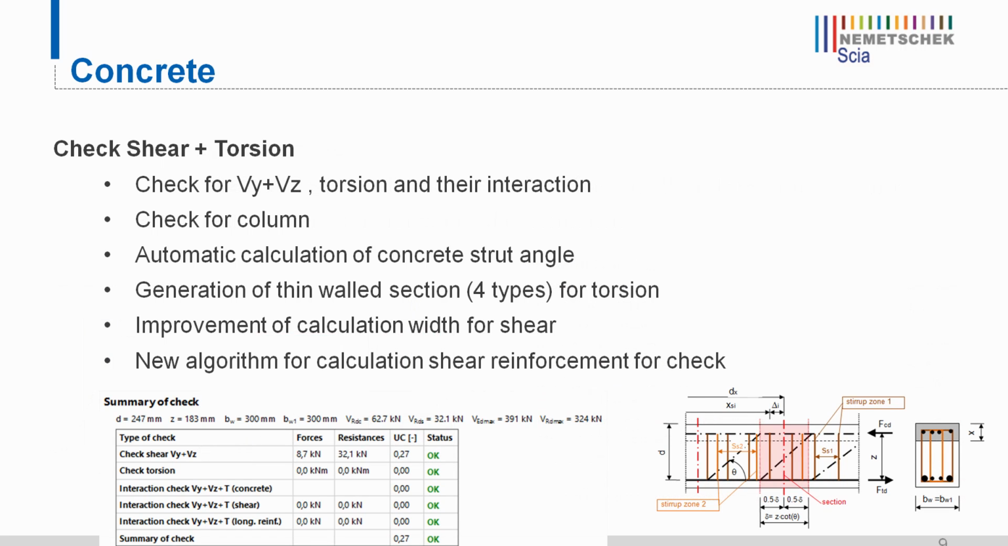The check of shear and torsion is a check of biaxial shear, torsion, and a direction of shear and torsion. The check can also be done for columns. There's an automatic calculation of concrete strut angle. There is also an improved creation of the effective thin-walled cross-section and the improvement of calculation for shear width. There's also a new algorithm for calculation of the shear reinforcement for the check.